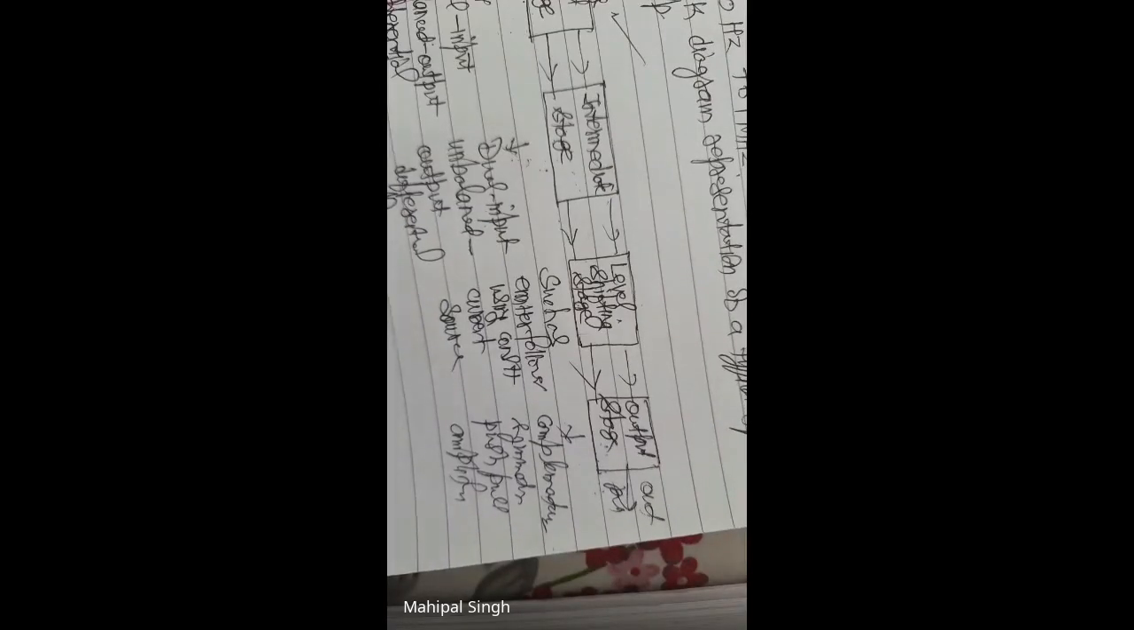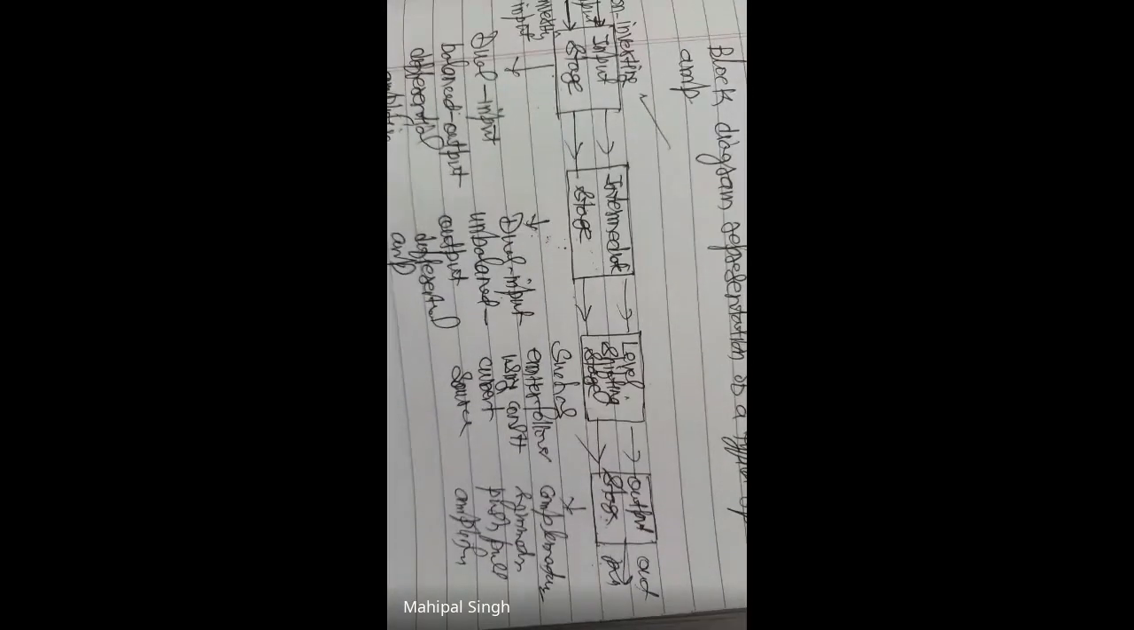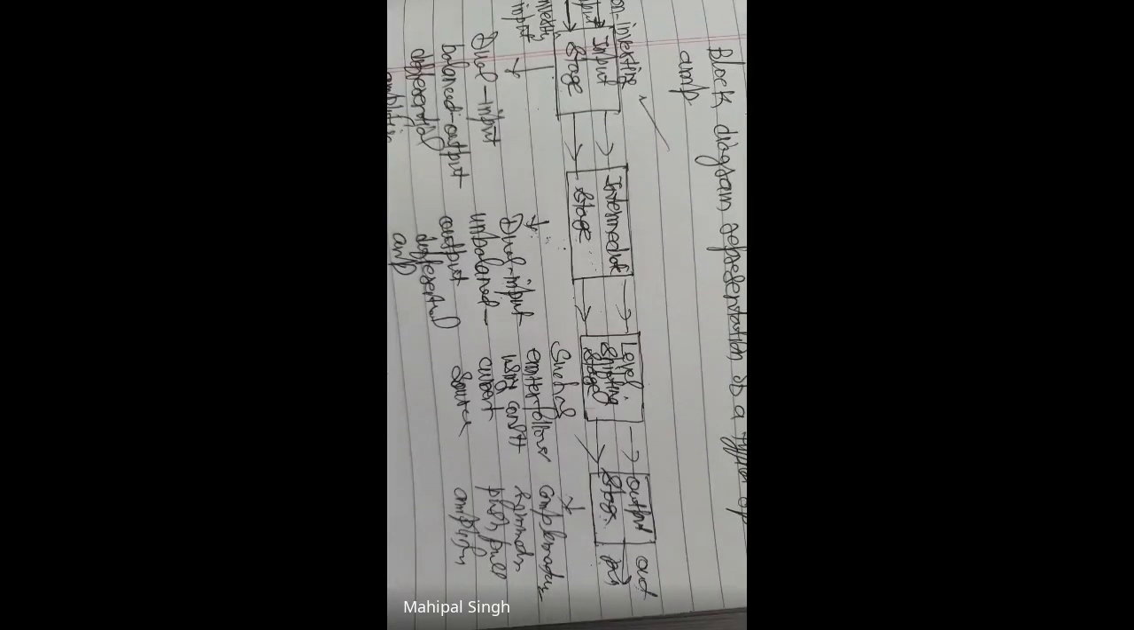So basically there are two terminals, inverting and non-inverting. If we apply a signal at the inverting input, then it will invert the output. Means there will be a phase difference of 180 degrees between output and input. If a signal is applied at the non-inverting input, there will be no inversion, no phase shifting between output and input. There will be no phase difference. Means there will be zero phase difference between output and input.